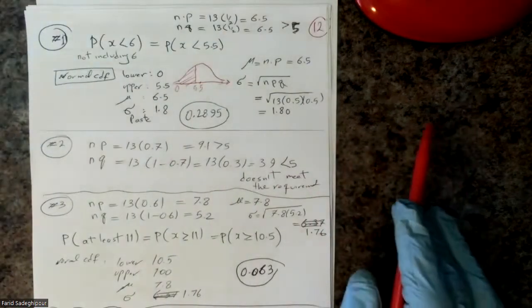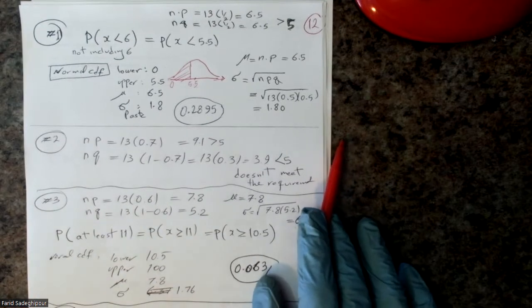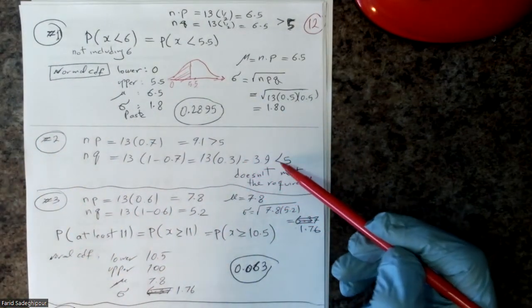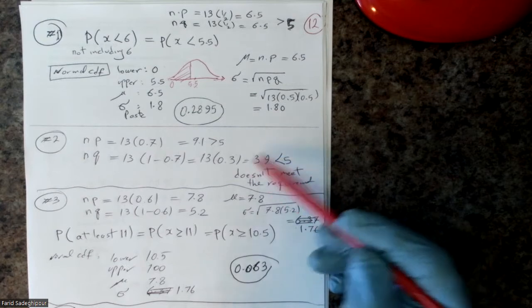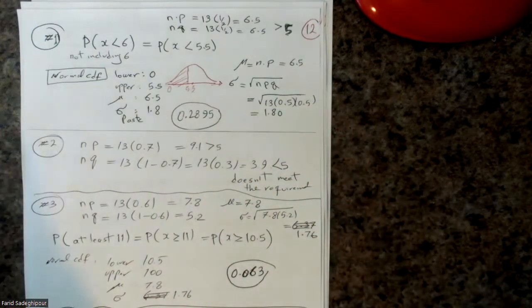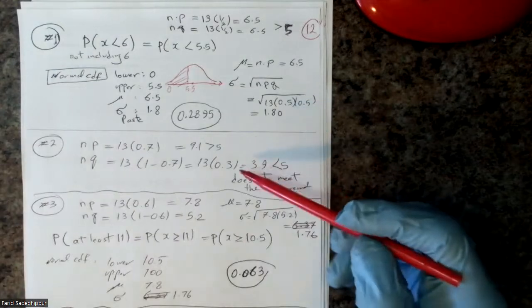Number 2, before you actually do the problem, you want to make sure that the requirement is met before we continue to do the conversion. If the requirement is not met, you cannot do the conversion. See, in these problems, when we do the calculation, the second one, nq, is not greater than 5. So we cannot convert discrete to the continuous for problem number 2 because it doesn't meet the requirement.